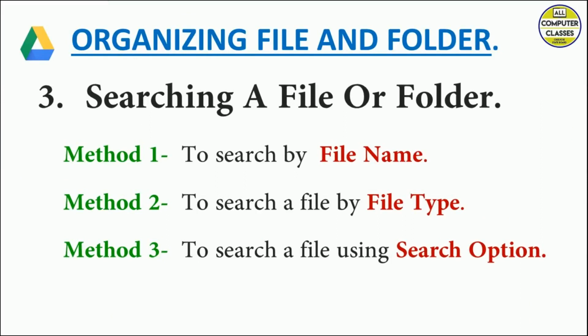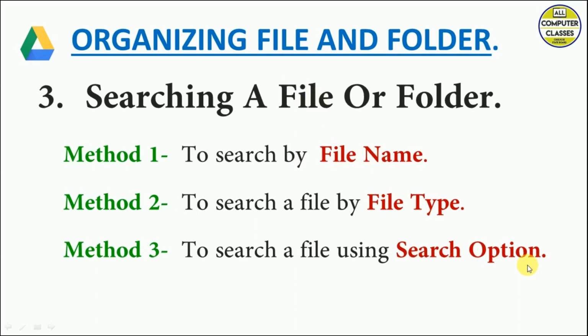Now the next is searching a file or a folder, right? So for searching we have 3 methods. First is to search by file name. Second is to search by file type, and third is to search a file using search options, right? So let's see how these options work. First by name, second by type, and third by search options.